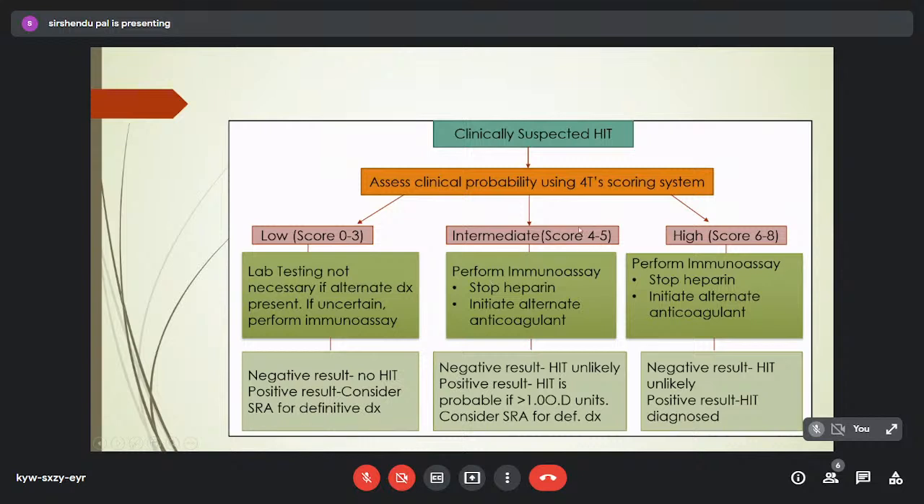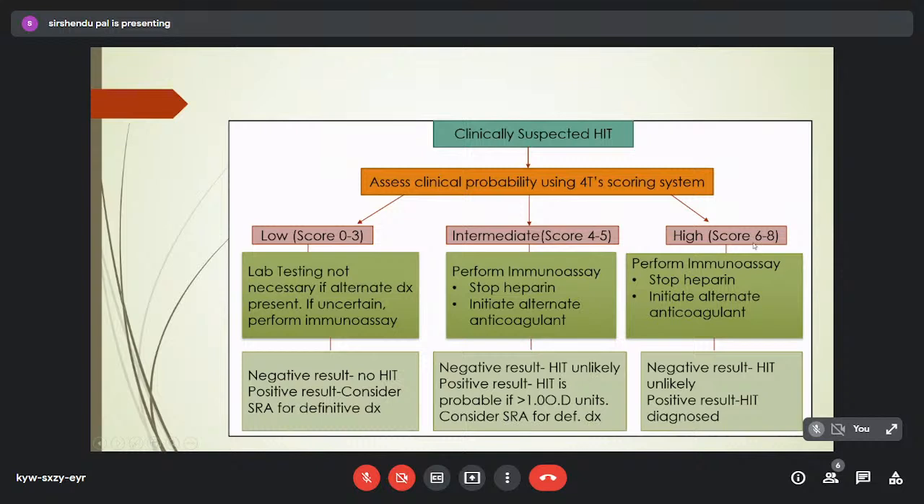If there is an intermediate score of 4 to 5, we have to perform immunoassay, and while we are waiting for the results, we stop heparin and initiate an alternate anticoagulant in the form of the direct thrombin inhibitors. If the immunoassay shows a negative result, HIT is unlikely. If the immunoassay shows a positive result, HIT is probable. And if it is more than 1 OD units, it is most probable to have HIT. Then we consider serotonin release assay for the definitive diagnosis.